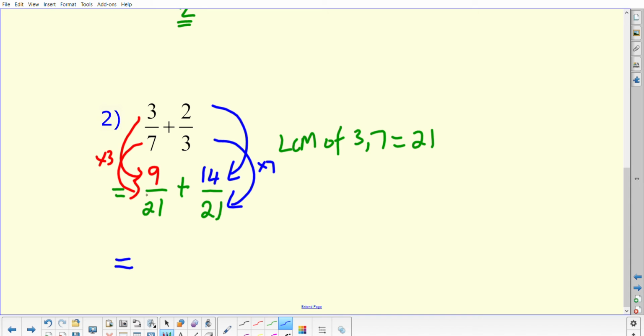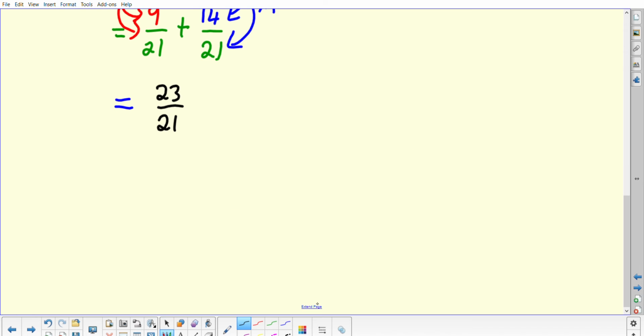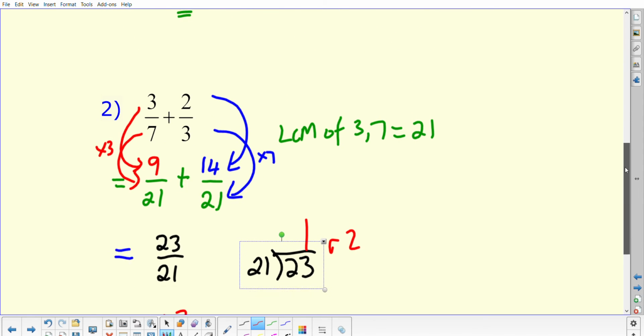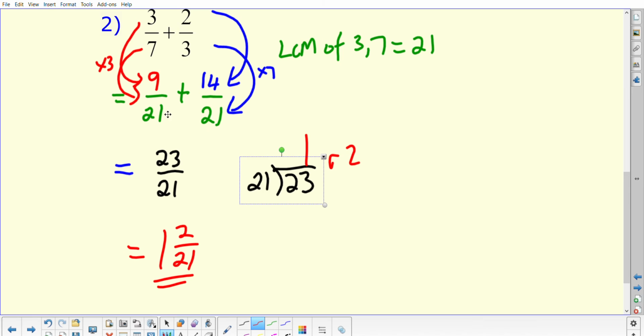Once you've got the bottom numbers to be the same, so they're both 21, you're just adding the top numbers. So you're doing 9 add 14 is 23 over 21. That's a top heavy fraction. I would want to see that you know 21 goes into 23 one whole time with 2 bits left over, so that it would be 1 and 2 over 21. So make sure you know when you're doing this that the bottom numbers need to be the same. You need to be changing the top numbers when you've done that.